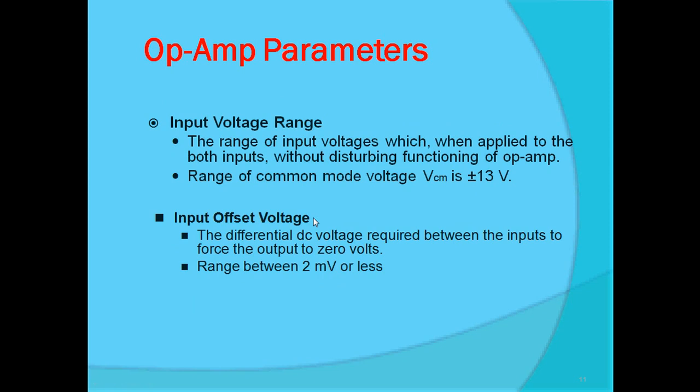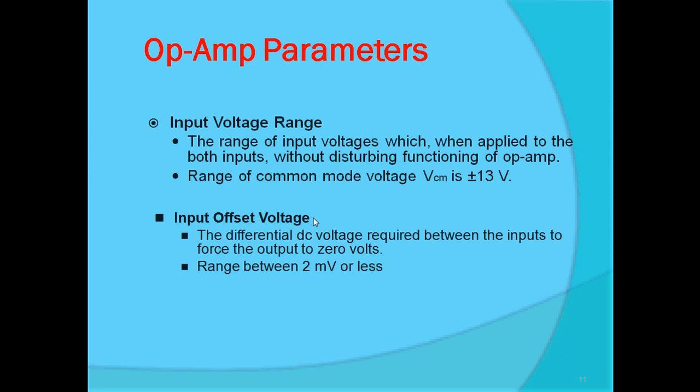Input voltage range: the range of input voltages that we provide at both the input terminals so that the op amp will function properly without any distortion at the output. Or we can say in other words, it is the range of input voltages which, when applied to both the input terminals, will not disturb the functioning of the op amp. And the range of common mode voltage is plus minus 13 volt that we can apply to both the input terminals.